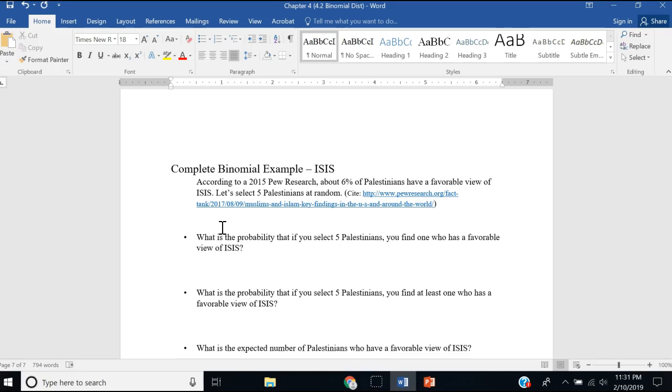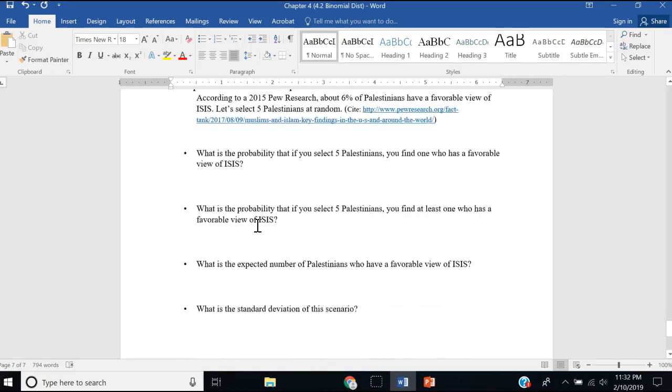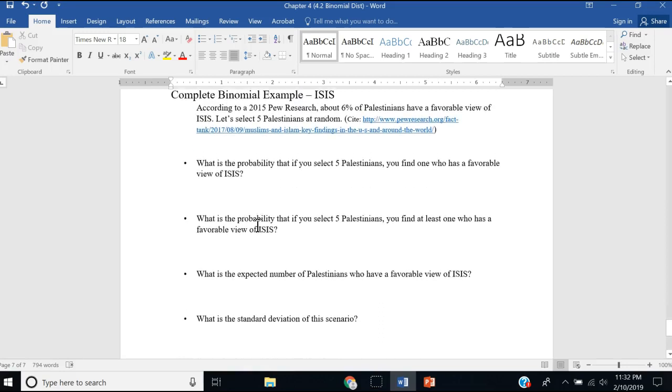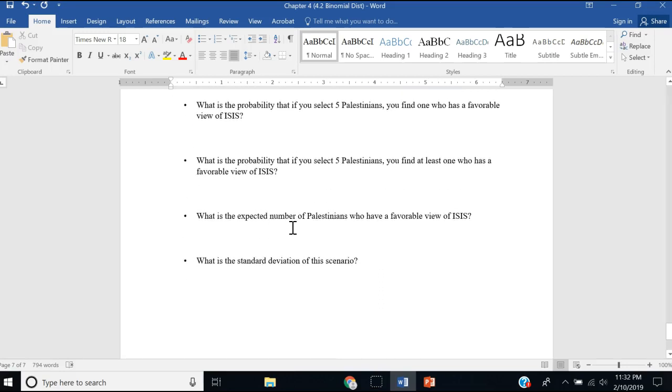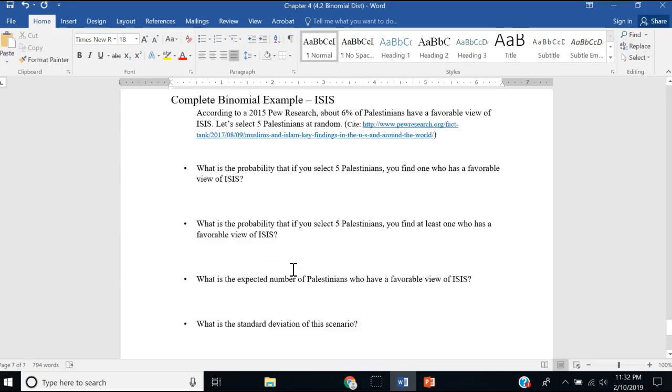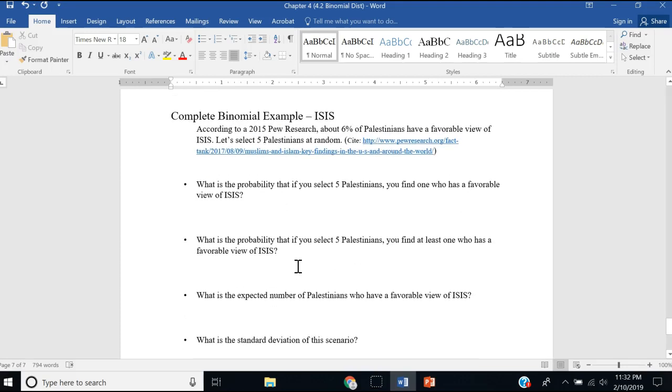And again, we're going to say 6% of Palestinians have a favorable view of ISIS. At least that was according to the poll in 2015. And we're going to select 5 Palestinians at random. So what a normal problem would look like is it'd have a few probability questions, and then it would have an expected value and a standard deviation. So it would all be confined within the exact same questions.